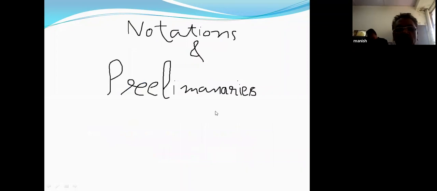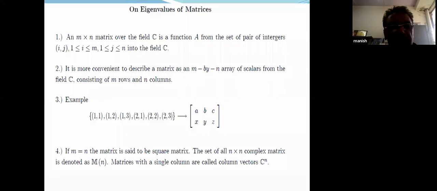First, notations and preliminaries. We begin with very simple definitions. An M by N matrix over the field C is a function A from the set of pairs of integers into the field C. The field we take to be the complex numbers. It is, however, more convenient to describe a matrix as an M by N array of scalars from the field C, consisting of M rows and N columns. For example, (1,1) goes to a, (1,2) goes to b, and so on.